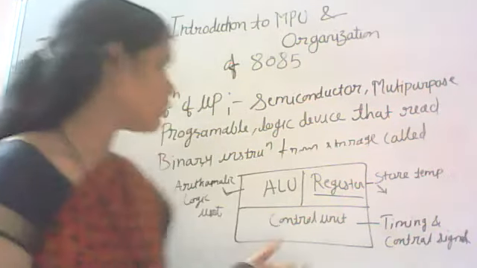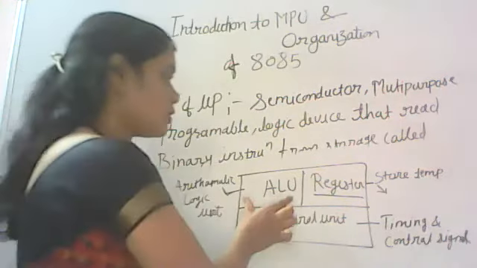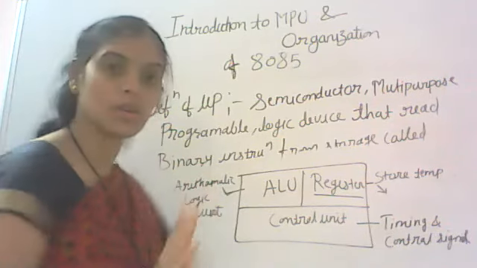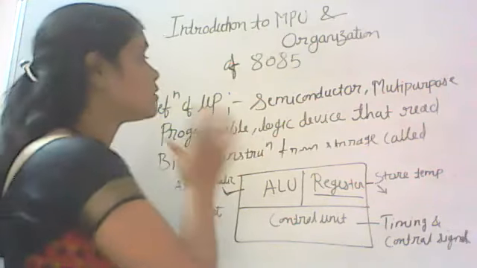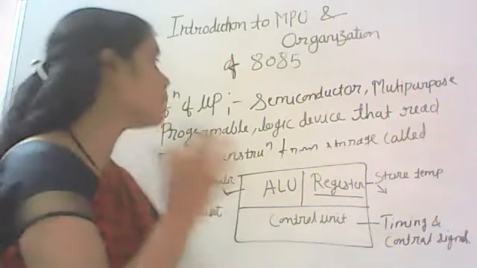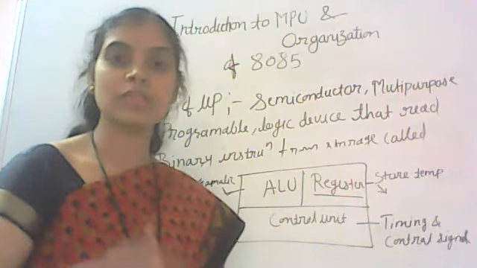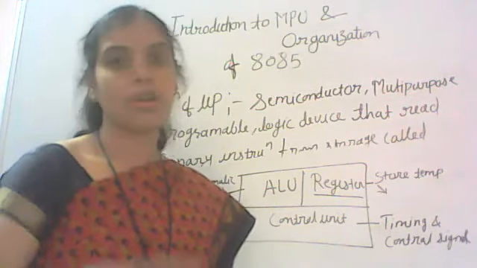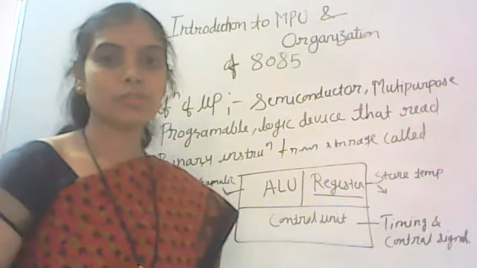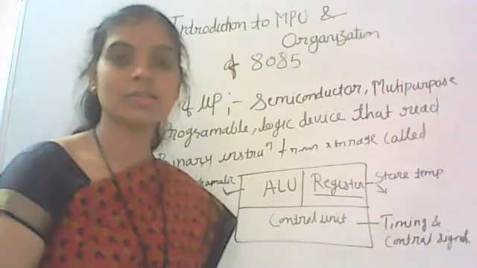Okay. Now after that we see the functions of microprocessor. So about the microprocessor: what is microprocessor and definition of microprocessor? Again I'm repeating. Microprocessor is a semiconductor multipurpose programmable logic device that reads binary instruction. माइक्रोप्रोसेसर क्या करता है, जो बाइनरी इंस्ट्रक्शन है उसको रीड करता है as an input. जो इंस्ट्रक्शन है, इंस्ट्रक्शन के according वो क्या करता है, प्रोसेस करता है. After the processing it gives us a result. Okay, produces result as an output.